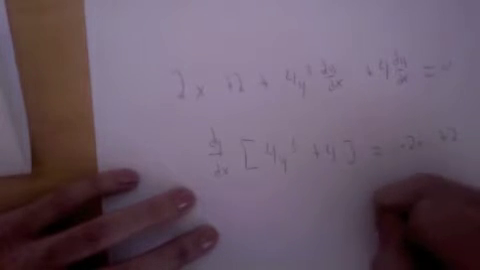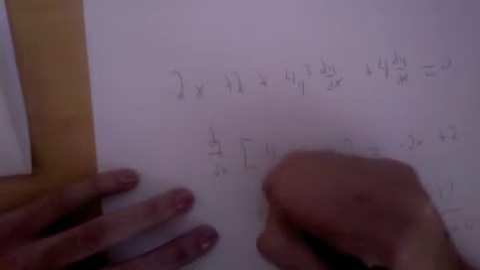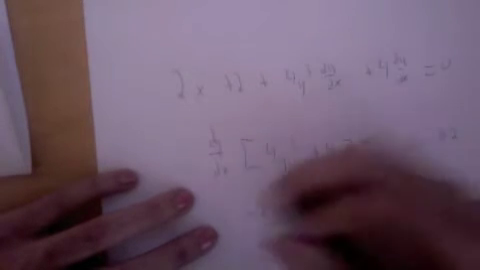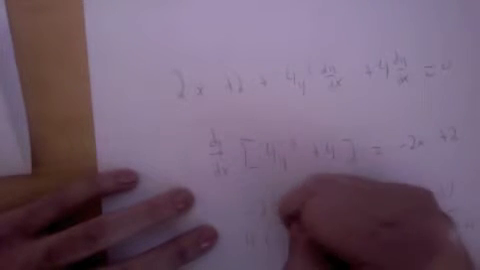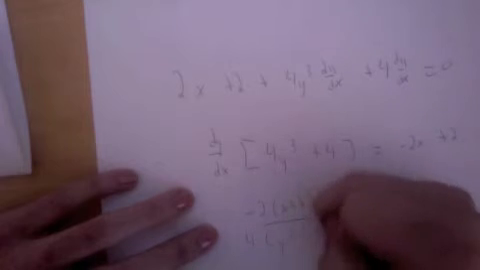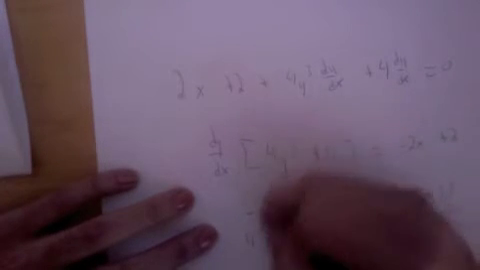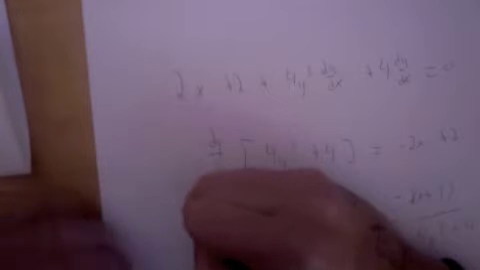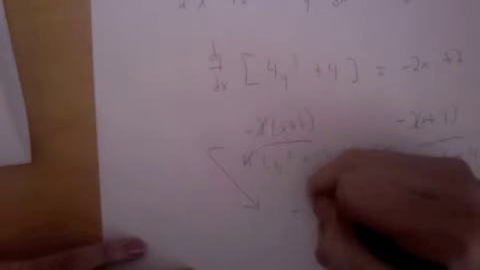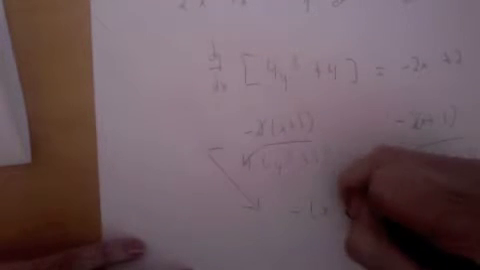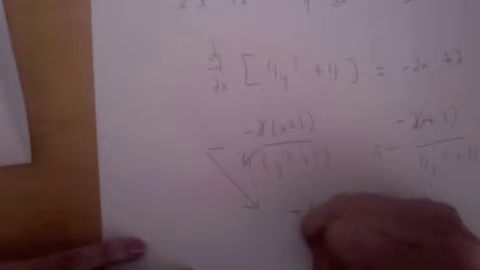Now let's take out a 4 on the bottom, and we get negative 2 times (x plus 1) all over 4 times (y to the third plus 1). Now we can cancel those, and now we have the answer. So that's part A.